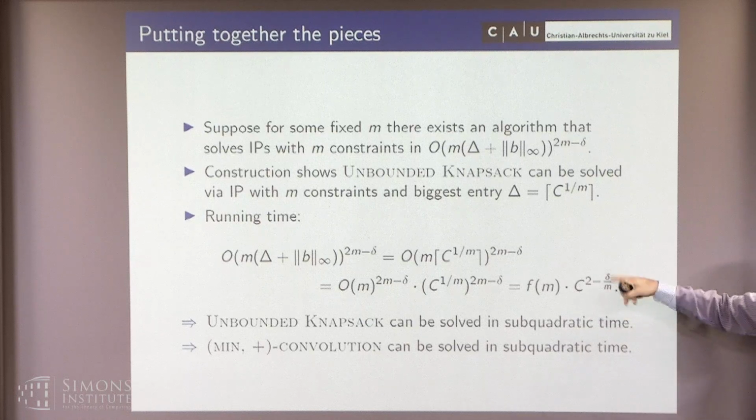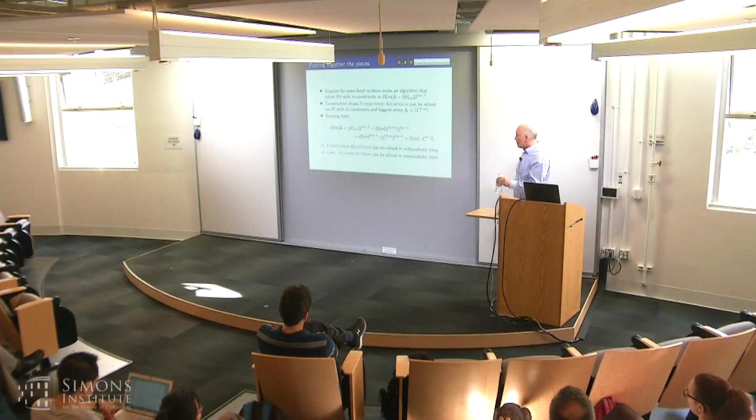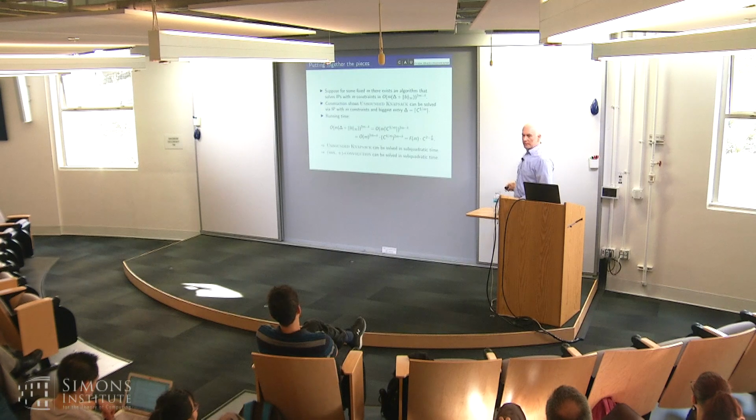It's a bit more complicated if m is larger, then you don't get directly a contradiction. So that means an unbounded knapsack can be solved in subquadratic time and then also min-plus convolution. So if m is fixed, so you have a fixed number of constraints, there's no chance. So you're saying Cygan et al. proved that unbounded knapsack implies min-plus convolution? Yes. This is by Cygan. There was also another paper that did similar things.